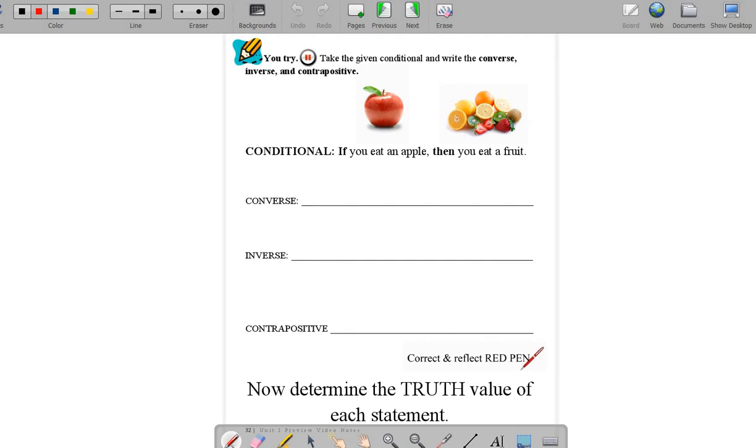Ready? Go ahead and take this conditional statement. If you eat an apple, then you eat fruit. Write out its converse, inverse, and contrapositive. Do that yourself. Pause.